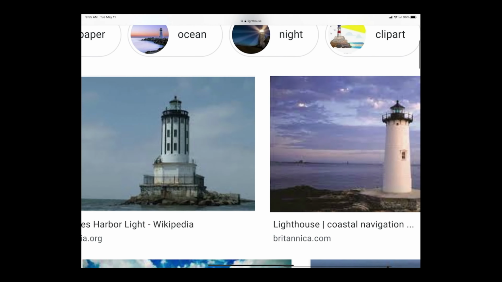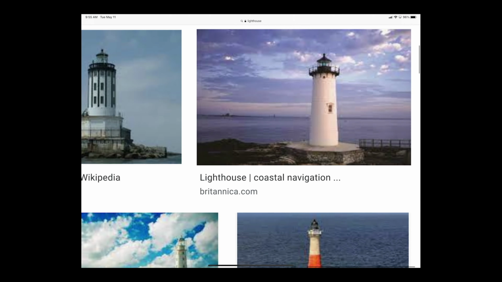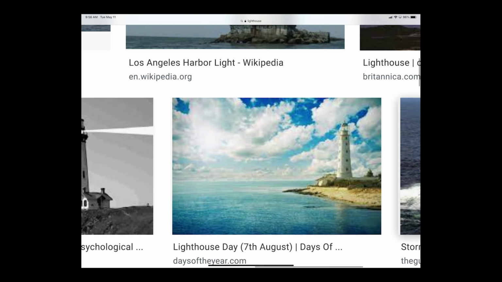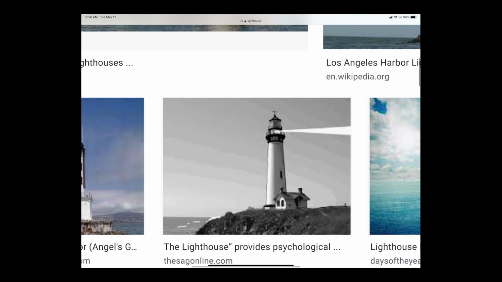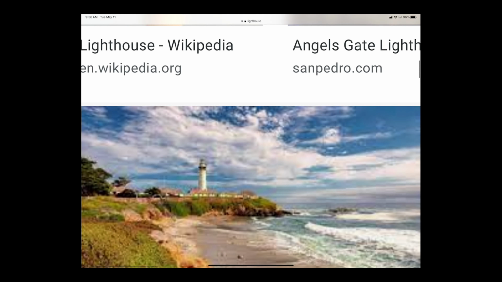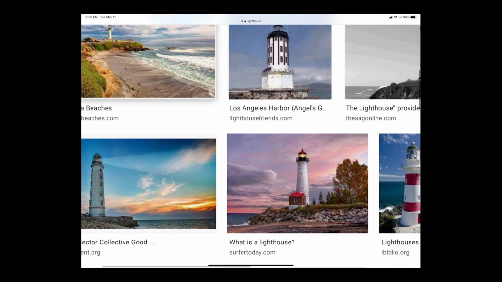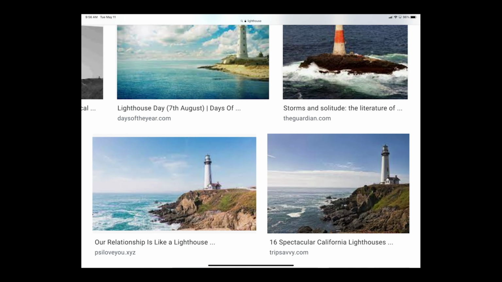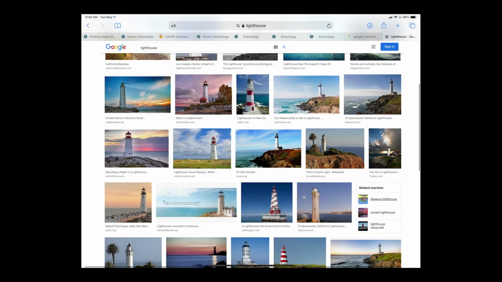It's a big, tall thing either on a little island in the ocean or right at the edge of the ocean. And it has a light at the top. Have you ever seen this? And it's for ships to let them know, hey, land is right here. Stop. Don't keep coming this way. You're going to hit land. So that's what a lighthouse is.